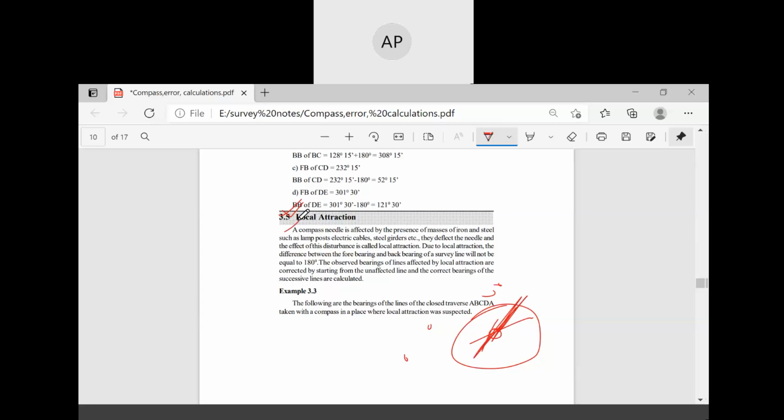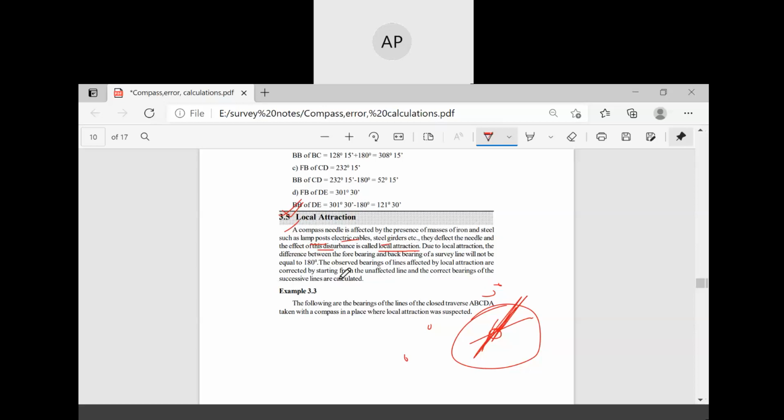A compass needle is affected by the presence of masses of iron and steel, such as lamp posts. Suppose there may be a lamp post, electric cables, steel girders. They deflect the needle, and the effect of this disturbance is called local attraction. Due to the presence of this iron and steel, the needle gets deflected, and that is local attraction.